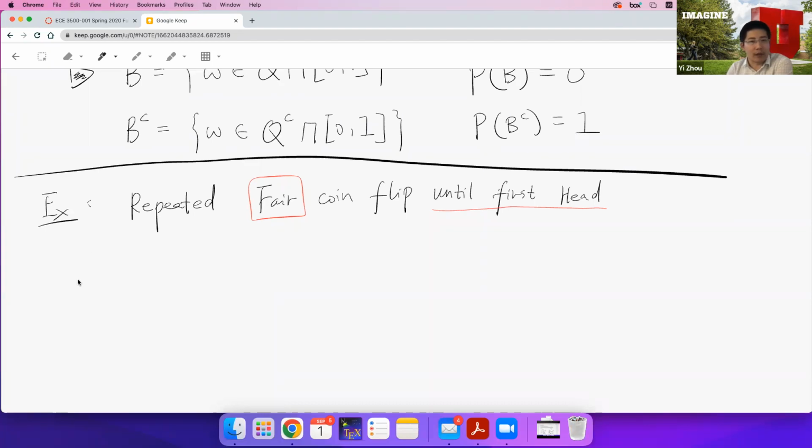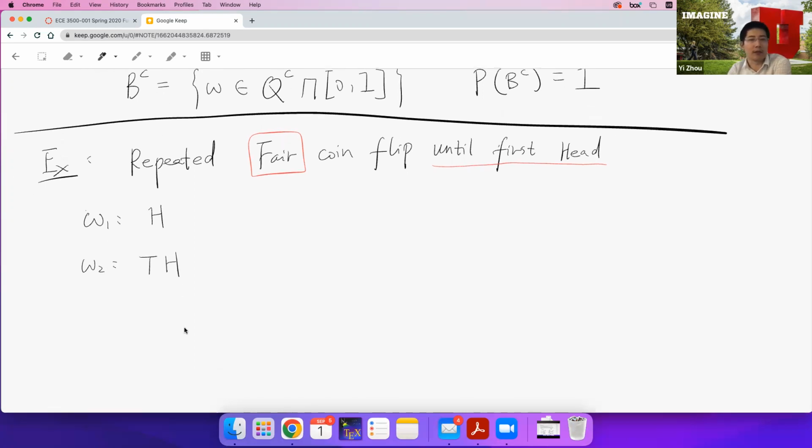For this random experiment, we have the set of all outcomes. We have discussed this before. The first possible outcome, omega 1, is when we observe the first head in the first trial. So we flip the coin and directly observe a head. And the second possible outcome is that we are unlucky in the first trial, and in the second trial we get lucky, we observe the head. And we keep going on.